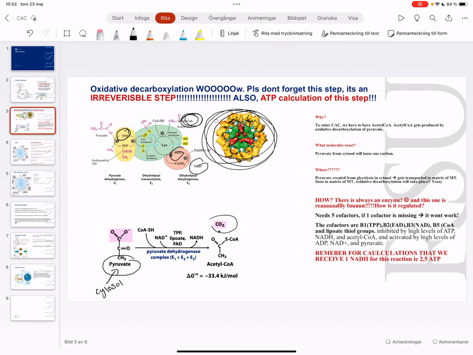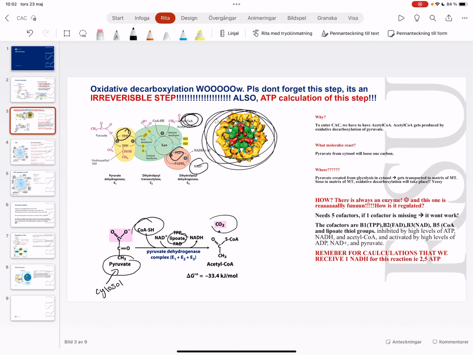We can also see it right here. And also we will need a lipoate thiol group. If any of these cofactors is missing, the enzyme will not work. And the enzyme has 3 enzymes, if that makes any sense. Okay. But that's basically what you have to know.